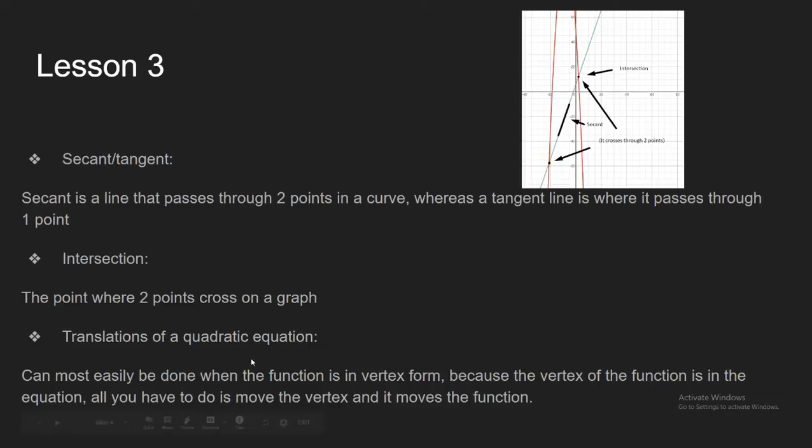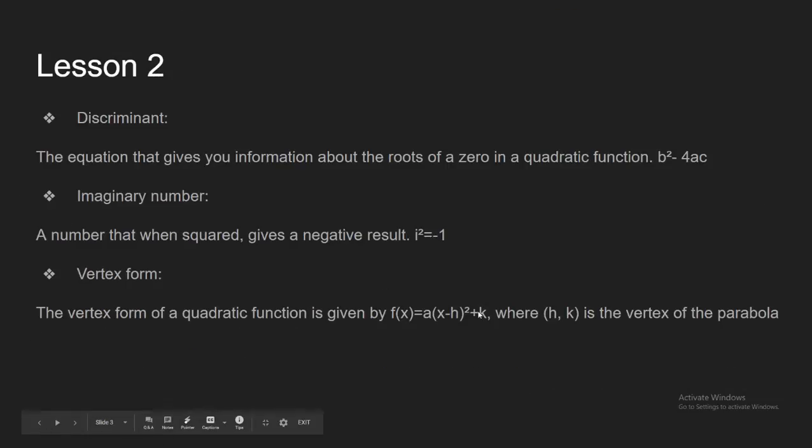It's really useful for translations, which can be most easily done when the function is in vertex form, because the vertex is just (h, k). So if you change h, you change the x value of the vertex. If you change k, you change the y value of the vertex. It's really simple. It's so helpful.